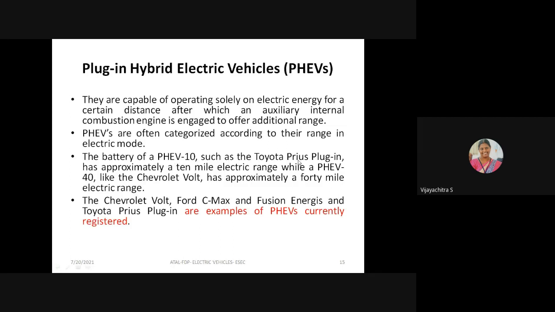It is such as the Toyota Prius Plug-in. It has approximately a 10-mile electric range. If you choose the Chevrolet, then it can have PHEV 40. It can have a 40-mile electric range. So we cannot say all electric vehicles are of the same voltage and the same electric mileage range. Depending upon the construction and the capability, we can have a different electric range for different examples. So these are all the possible examples of the PHEVs that are currently registered.